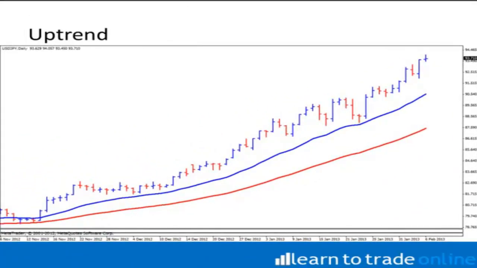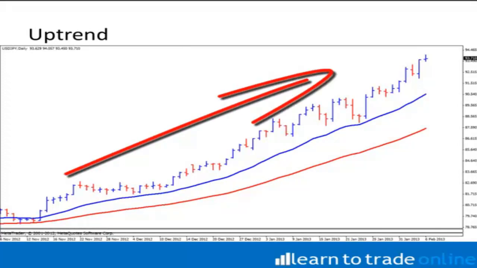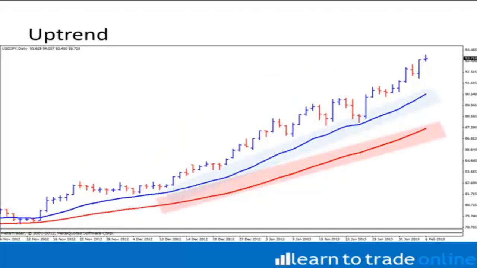So looking at this upward trend now, we can see that we've got price moving from the bottom left up to the top right. We can also see that we've got two wavy lines on that chart now. We've got a blue wavy line, which is our 20 moving average. We've got ourselves a red wavy line, which is our 50 moving average.